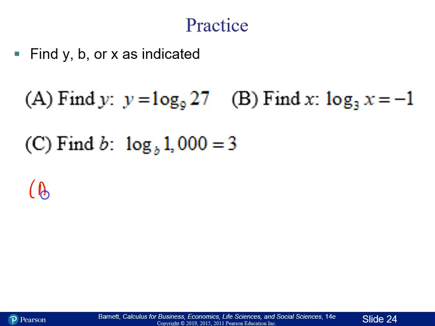Okay, for part A, we want to put this in logarithmic form. And if it makes you uncomfortable to do it this way, just rewrite it: log base 9 of 27 is equal to y. Rewrite it so that the log is on the left side, and then you can do your circle and everything is fine. So we have 9 to the y is equal to 27.